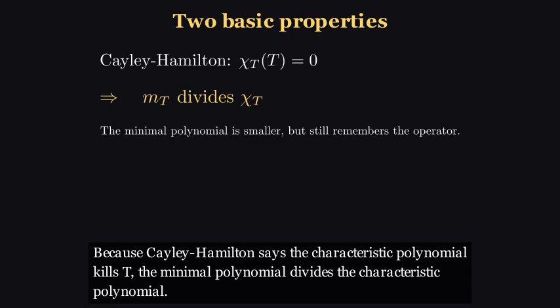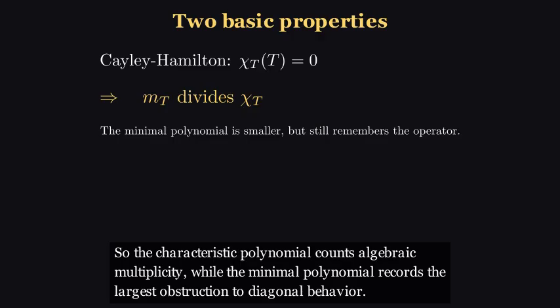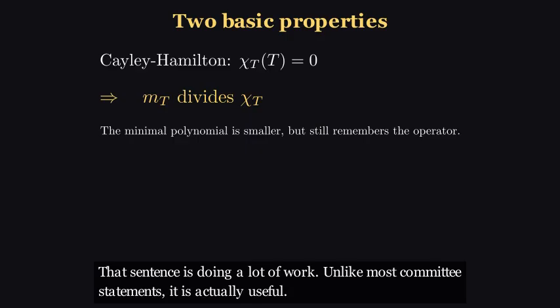Because Cayley-Hamilton says the characteristic polynomial kills T, the minimal polynomial divides the characteristic polynomial. So the characteristic polynomial counts algebraic multiplicity, while the minimal polynomial records the largest obstruction to diagonal behavior. That sentence is doing a lot of work. Unlike most committee statements, it is actually useful.